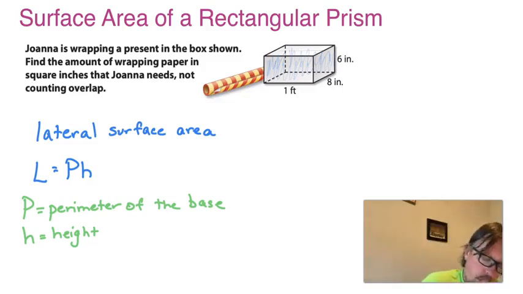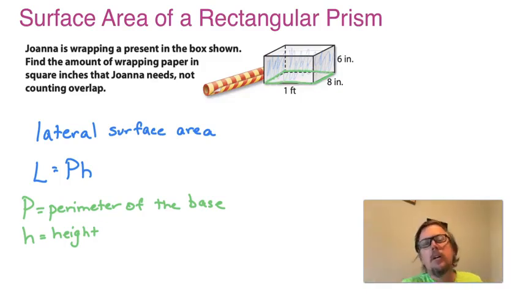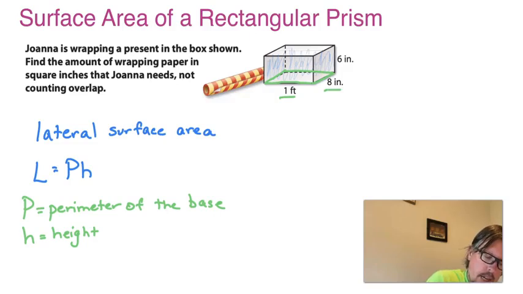Okay, well, let's look at this shape here. The base is the bottom. Here it is right there. I want to find the perimeter of that shape. Perimeter just means around the edge there. So we've got a 1 and an 8. And then back here, we're going to have another 1. And back here, we're going to have another 8.